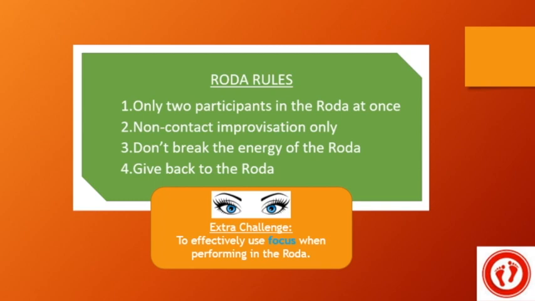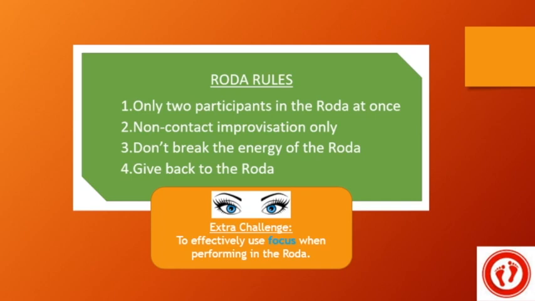So I am going to introduce you to some of the roda rules. This is not going to be one of the first things that you do, but you will definitely be using this as part of your assessment, and you need to understand how the roda works. So here are the rules. There are only 2 participants in the roda at once. Only non-contact improvisation can take place. So that means not physically touching another person. Improvisation is doing things in the moment without any prior planning. Those are 2 terms we're going to look at a little bit later on in this unit.